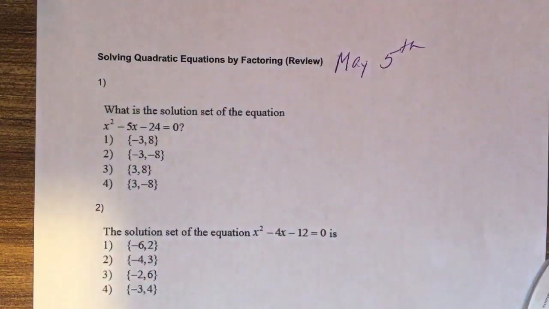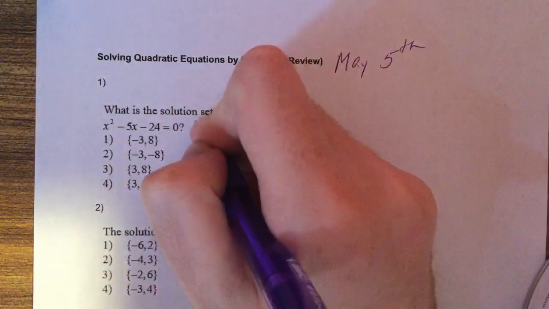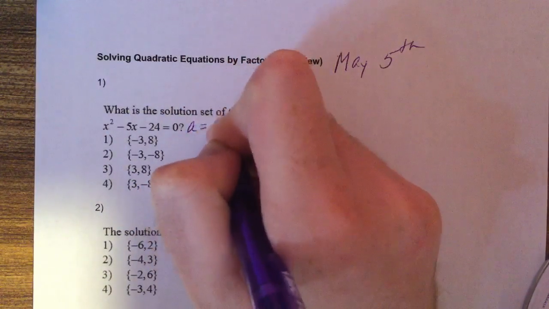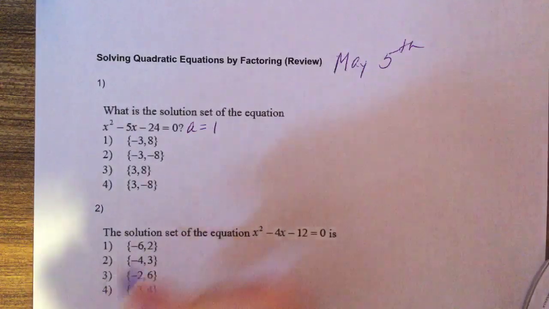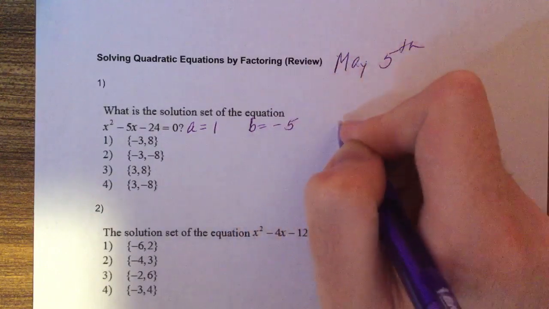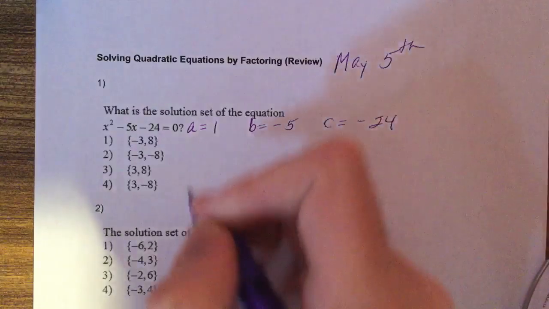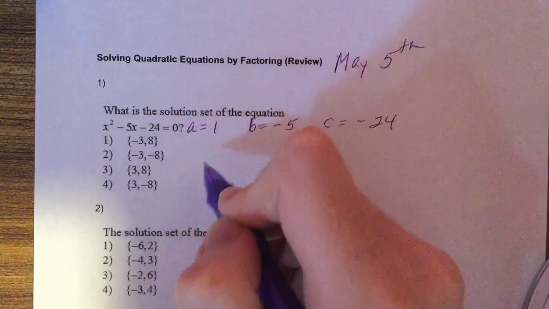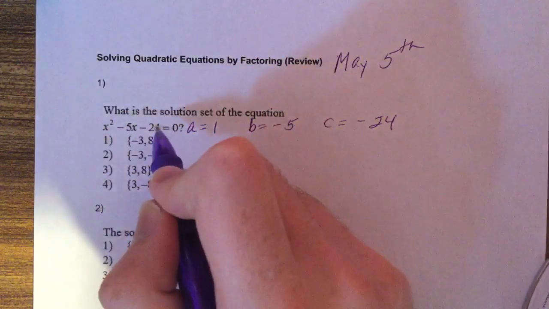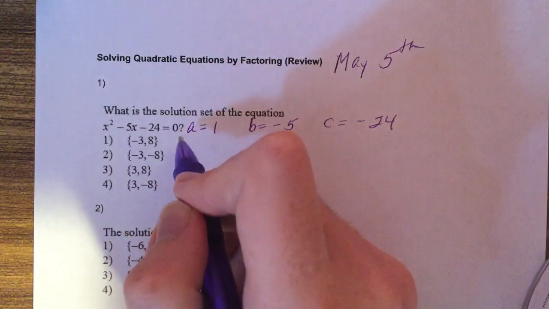Number one, what is the solution set of the equation x squared minus 5x minus 24 equals 0? If we look here, our a value is 1. Our b value is negative 5. And our c value is negative 24. So first we need to factor the left side of the equation. It is already equal to 0, so it's in standard form, so we're good to go.